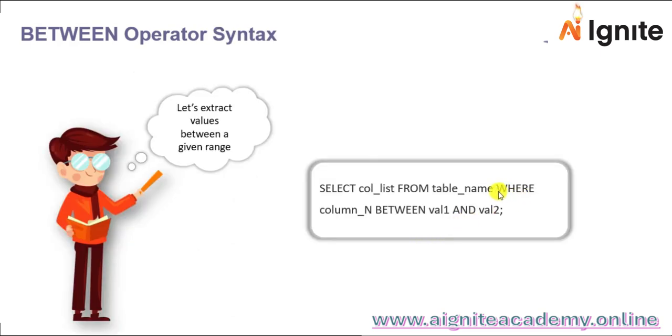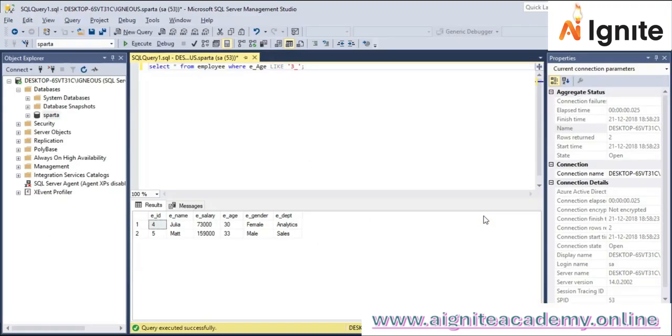After the WHERE clause, we give in the name of the column, then we give the BETWEEN keyword, after which we give in the lower value of the range, then use the AND operator, and then give the maximum value of the range. So I want to extract all of those employees whose age is between 25 and 35.